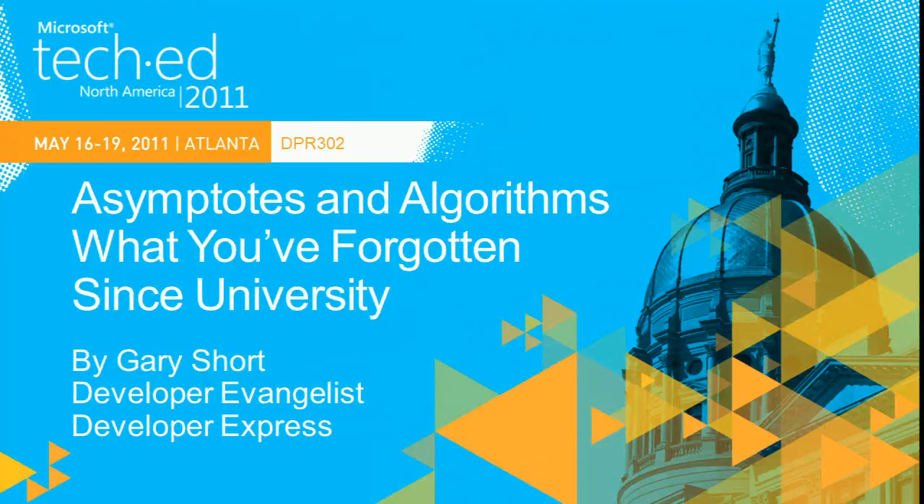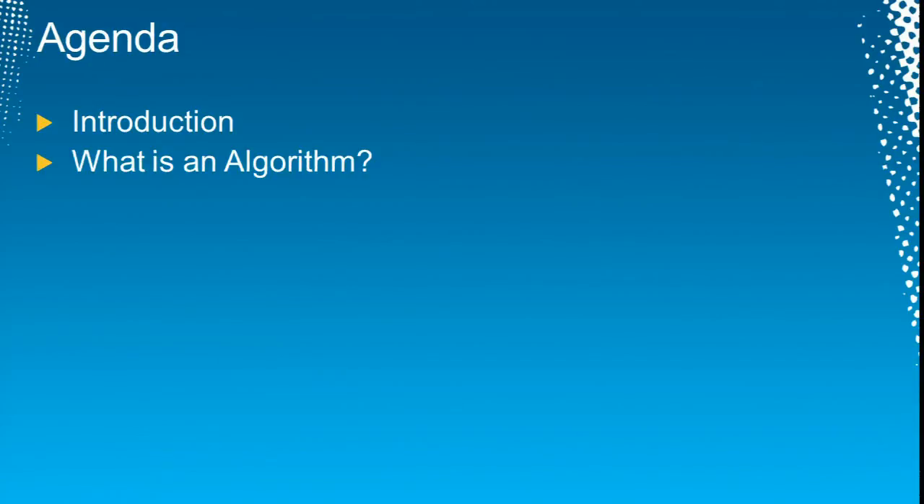Asymptotes and algorithms, what you guys have forgotten since university. That's the idea anyway. So more specifically, what we're going to talk about is, we'll have a quick introduction. I'll tell you a little bit about myself, not very long because let's face it, it's not very exciting. We'll talk about what an algorithm is, all right?